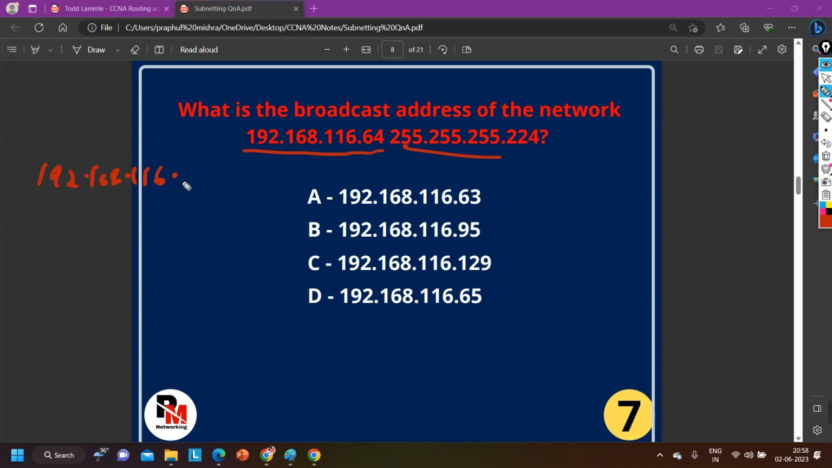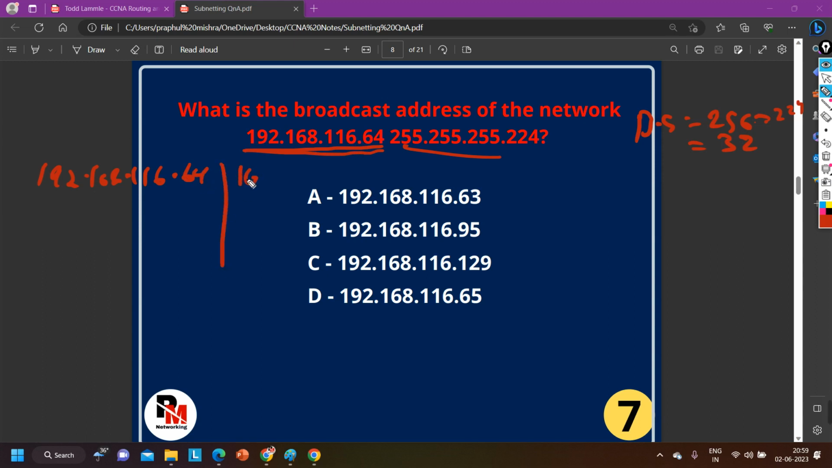192.168.116. Block size will be what? 256 minus 224 is 32, so your block size is 32. Your network ID will be 96. Is this your network ID or a valid IP address? This is a network ID.